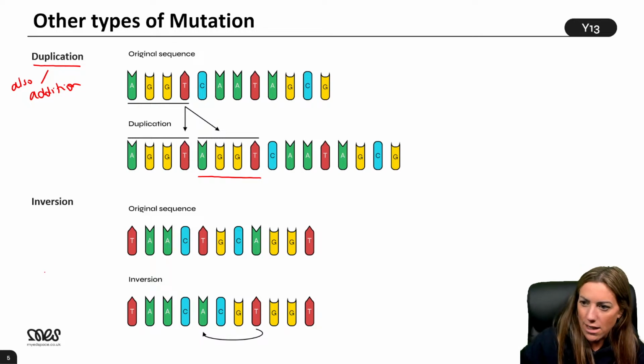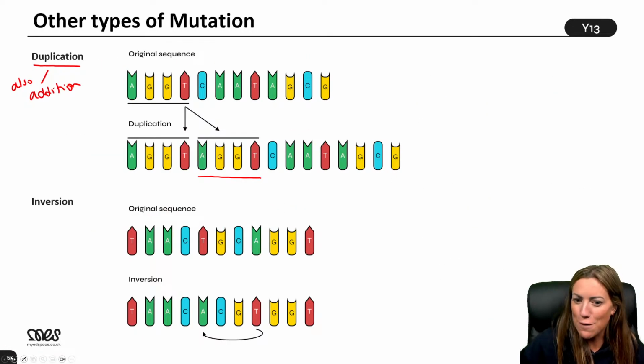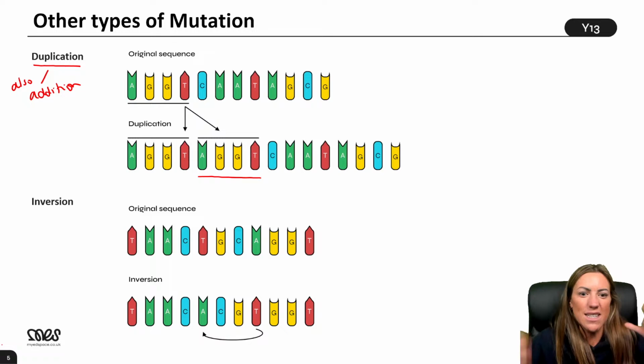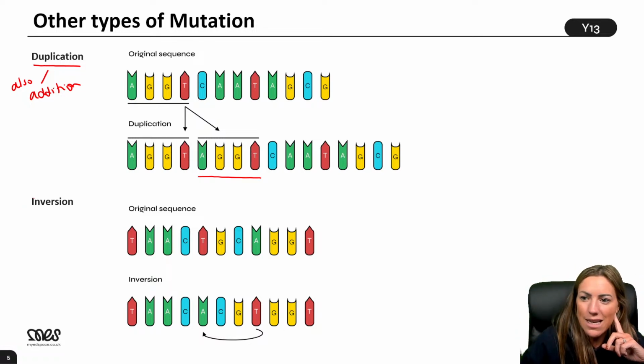Have we missed a page? Have we? No, I don't think so. Unless you've got something else in your workbook that I've not got in my presentation, you'll have to let me know. Okay, so it's also addition, but it's addition of a sequence of bases. You've duplicated a sequence of bases.